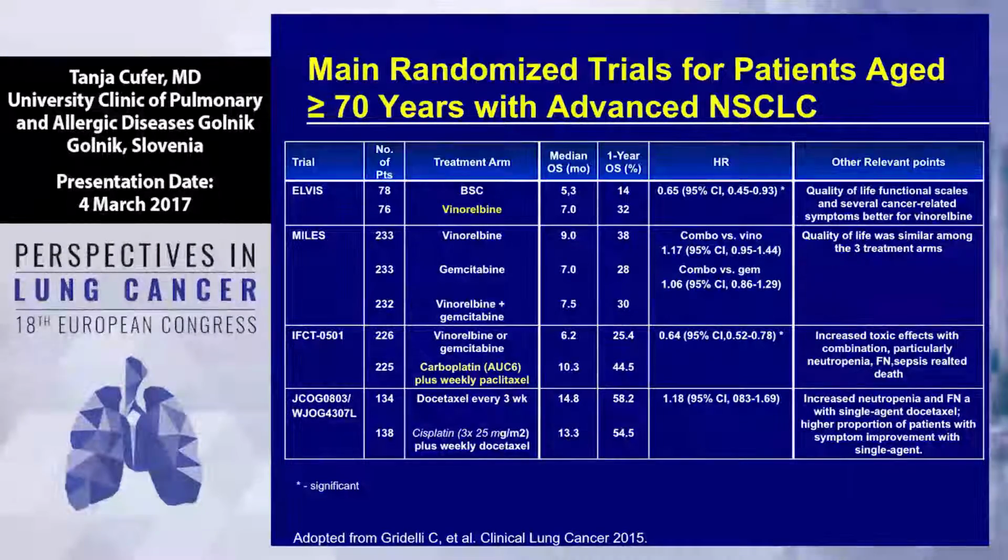Now we are coming to the elderly patients. In elderly patients, there were quite a few individual trials comparing best supportive care to monotherapy. The most important is the first one, the Elvis trial, which confirmed the benefit in terms of overall survival with monochemotherapy, Vinorelbine namely, compared to the best supportive care.